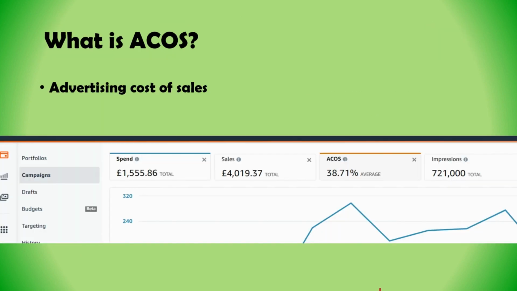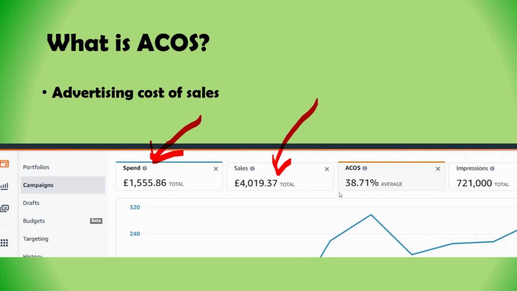So what does ACOS actually mean? Well, it stands for advertising cost of sales. So basically, how much you have spent compared to the sales that you have made. So here you'll see you've got your spend of £1,500 and you've made sales of £4,000. Now, Amazon has worked out your ACOS as being 38.71%. But how have they worked that out?